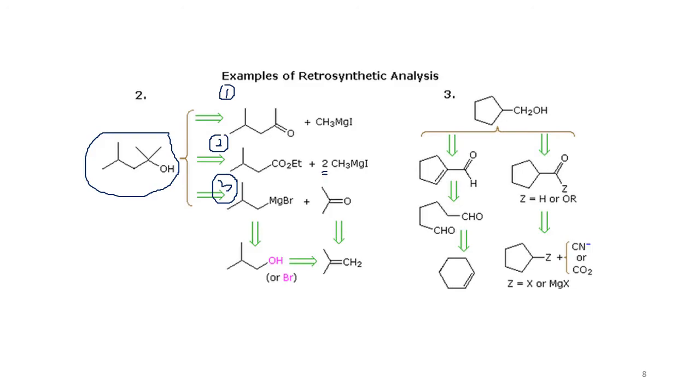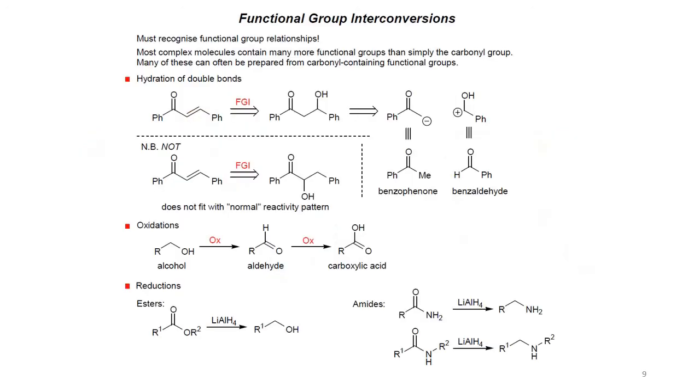Okay, so this alcohol can also be made from ester or aldehyde, and it comes from a reaction between Grignard reagent with CN or CO2. Okay, don't worry too much about this. I'll show you more examples in the next video.